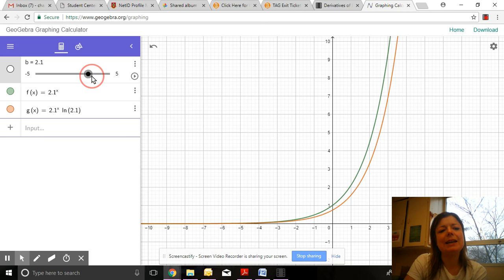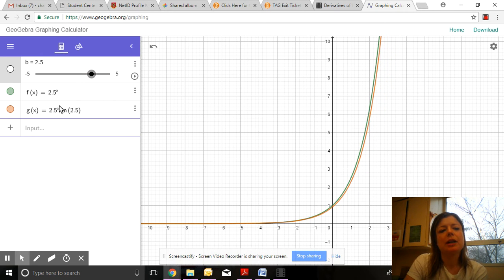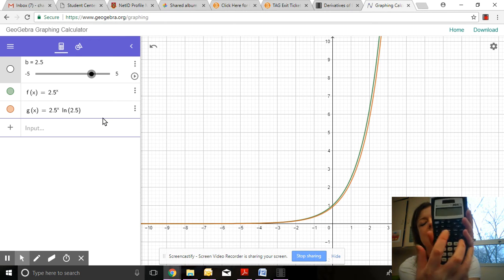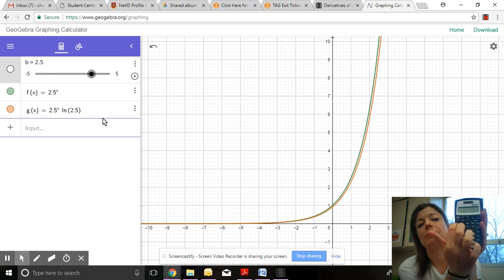Well, we can see here exactly what's going on. So if we have a function of b to the power x, so in this case right here, 2.5 to the power x, then the derivative is going to be 2.5 to the x times ln 2.5. Now, ln is the natural log. If you look at your calculator, you can see that there is a ln button. If you have this calculator, it's right underneath the log button.